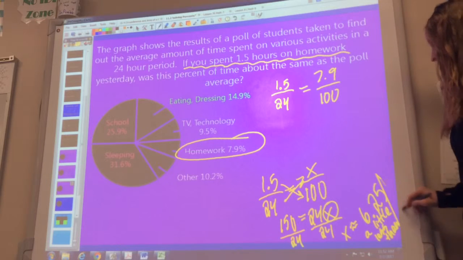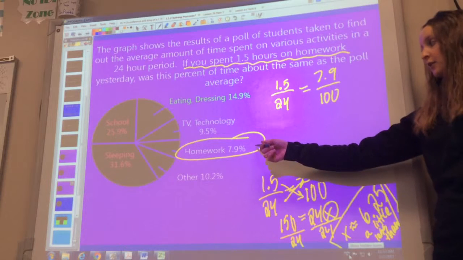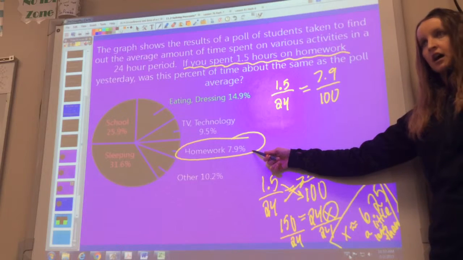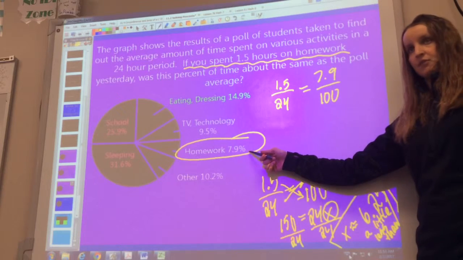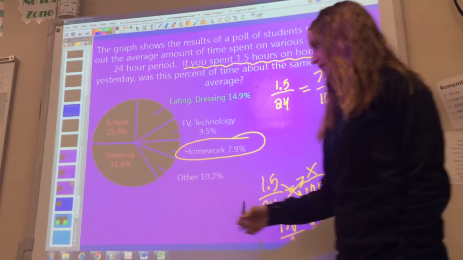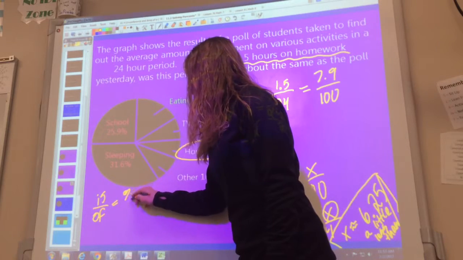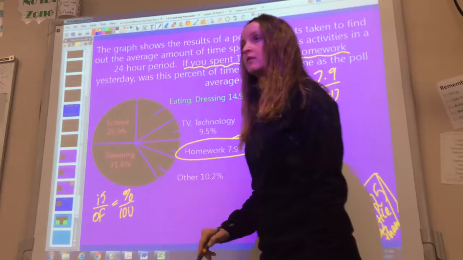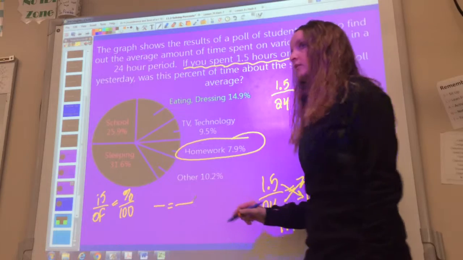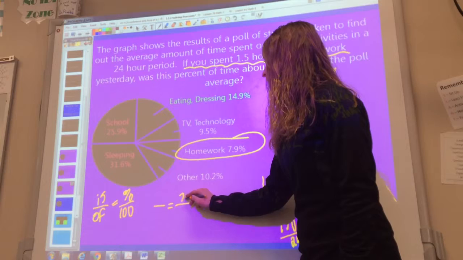Now, did anyone do a different way? Couldn't we figure out how many hours this would actually be? How would we do that, Cody? How could we figure out how many hours this would actually represent? Using is over of percent over 100. You can tell me at least one of those. 7.9 over. Hey, great job.